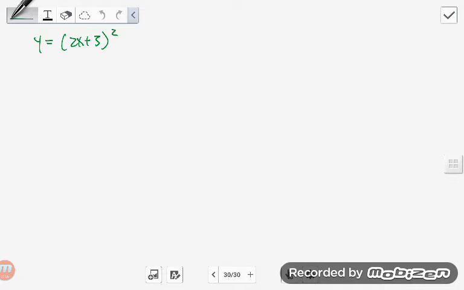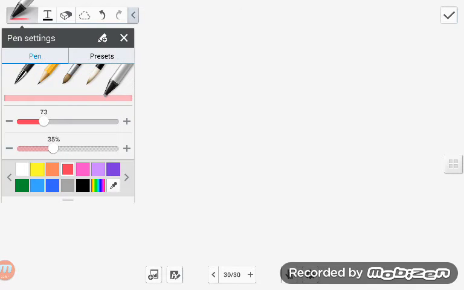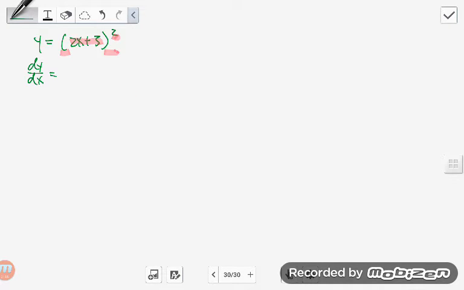So here I have y is equal to (2x plus 3) to the power of 2, the whole thing to the power of 2. Now if I were to find the derivative, dy/dx, before I do anything, I need to realize that the inside is a linear function and the outside is a quadratic, right? So I have a linear inside my quadratic, which means if I were to find the derivative, I will need to use chain rule, right? So I'm going to start with the outside.